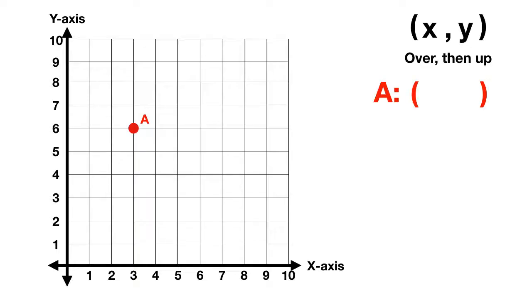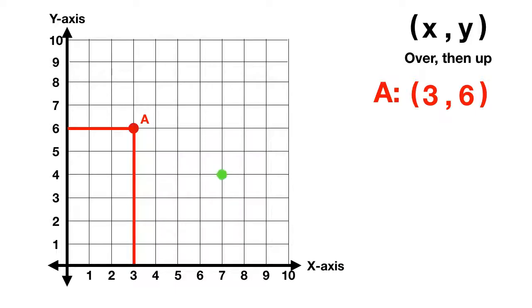To figure this out, you can draw a line connecting A to the x-axis. We can see that it's 3 over. It has an x-coordinate of 3. Next, we can draw another line connecting A to the y-axis. This shows us that A is 6 up. We can say A has a y-coordinate of 6. Altogether, you could say that A is at the coordinates 3, 6.